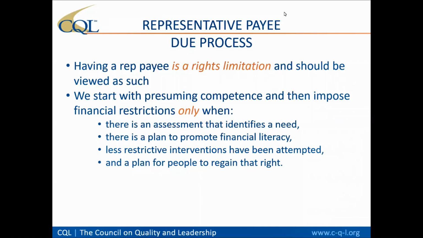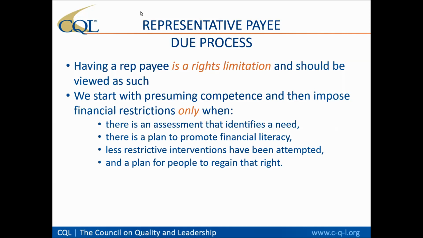We also want to ensure that less restrictive interventions have been attempted. And that's right in alignment with the HCBS new settings rule for those of you in the United States who are listening to this. And then we also must have a plan in place for people to regain that right. And we don't want to expect perfection. When we assess someone, it should be an assessment that is based on strength and then identifies the support that the person needs to ensure that they're managing funds in an appropriate way.